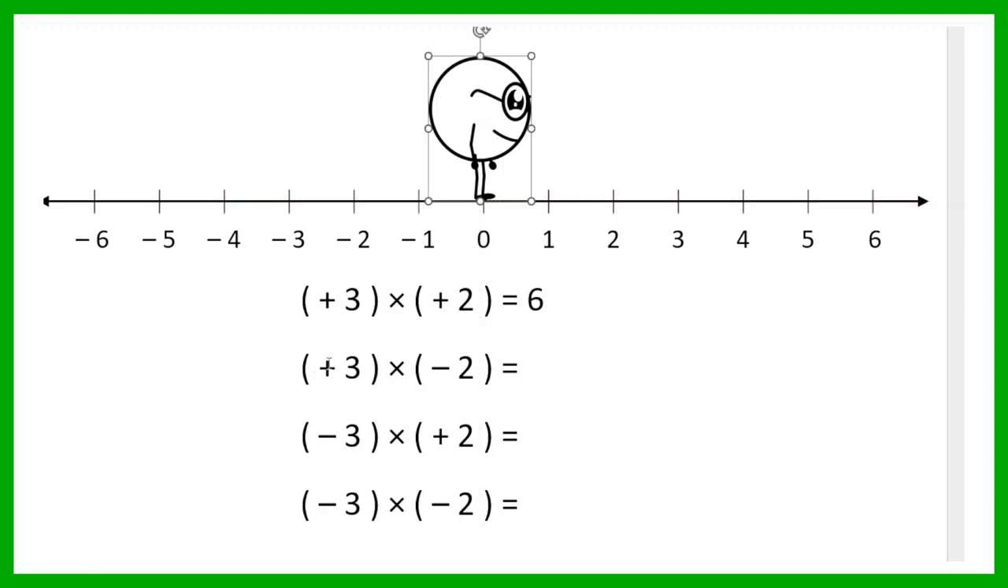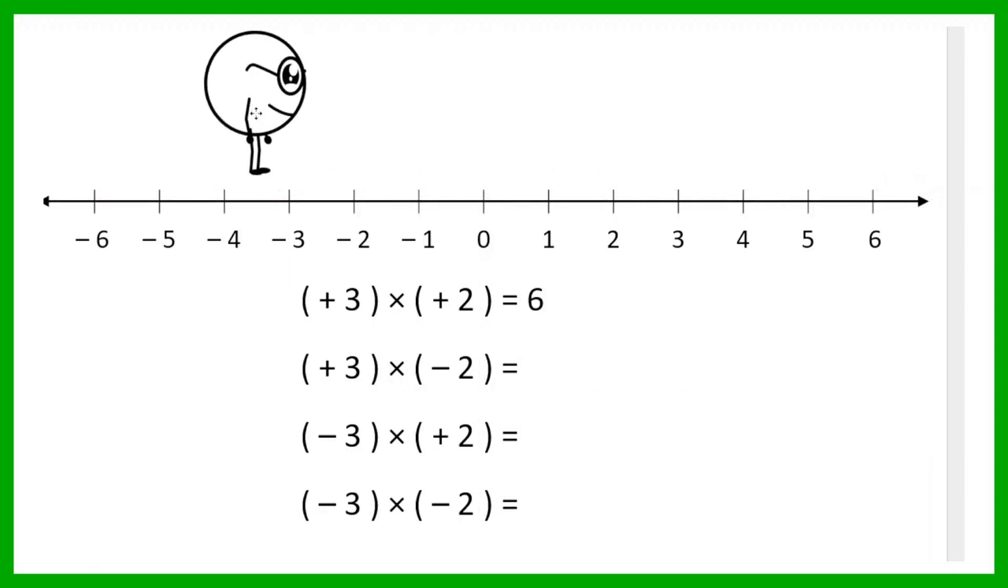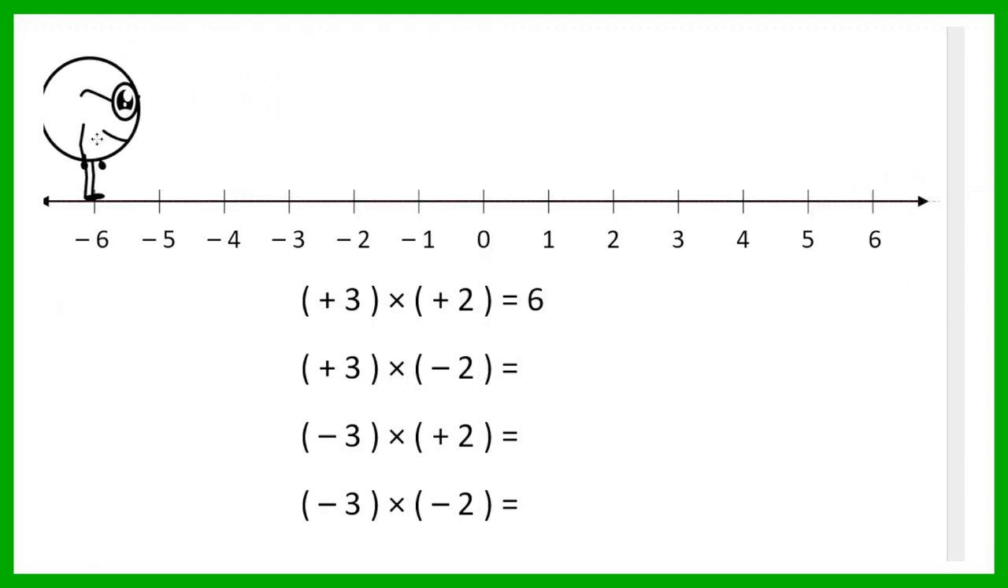Okay, so now let's put it back again, and let's have a look at the next one. So here we've got a positive again, so she's facing the positive direction, and she is making 3 jumps. And this time she's jumping backwards, so she's going to be going in the negative direction, and she is jumping a distance of 2 each time. So we're going to go 1, 2, 3, and this time she ends up on negative 6.